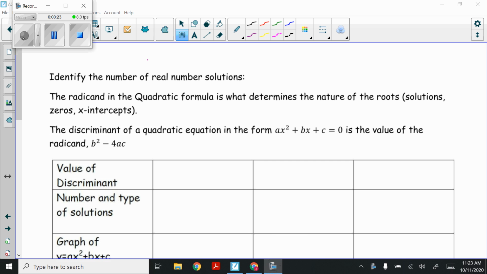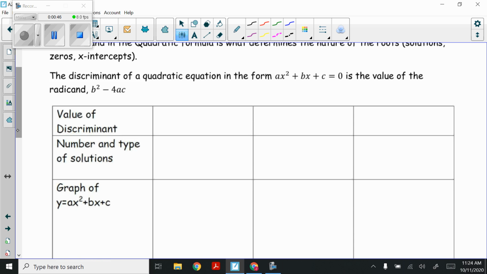The radicand, and remember that radicand is simply what's underneath your radical in the quadratic formula, is what determines the nature of your roots. Remember, other names for roots are solutions, zeros, x-intercepts. The discriminant of a quadratic equation that's in standard form, ax squared plus bx plus c equals 0, is the value of the radicand, which is simply b squared minus 4ac.